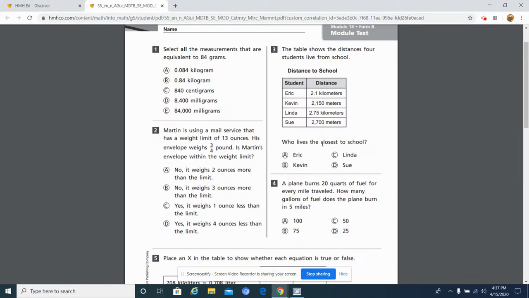So let's go back and see what it says. Martin is using a mail service that has a weight limit of 12 ounces. His envelope weighs 3/4 a pound, which is 12 ounces. Is Martin's envelope within the weight limit? No, it weighs 2 ounces more. Well, we know that's not right. We know it weighs 1 ounce less, right? No, it weighs 3 ounces more. Yes, it weighs 1 ounce less than the limit. Or yes, it weighs 4 ounces less. Well, 13 minus 12 is 1 ounce. So C is our answer.